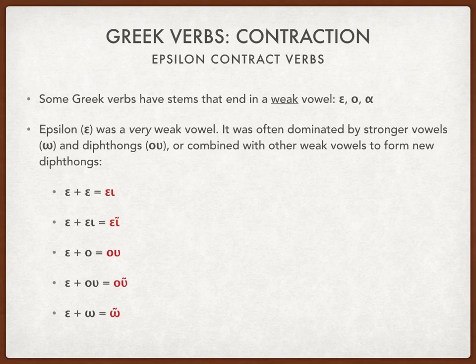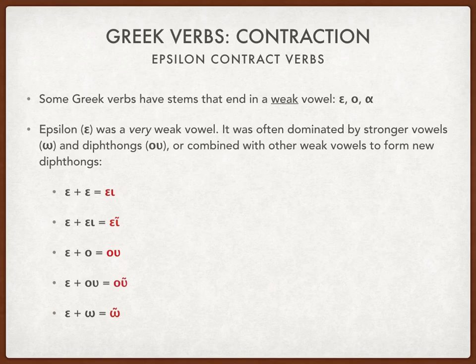So you can see epsilon's the short version of E, eta's its longer cousin, omicron is short O, omega is its longer cousin, and alpha can be long or short depending on the form you get. For now, we're just going to talk about epsilon, and it turns out that epsilon is very weak. It's the weakest of all the Greek vowels.